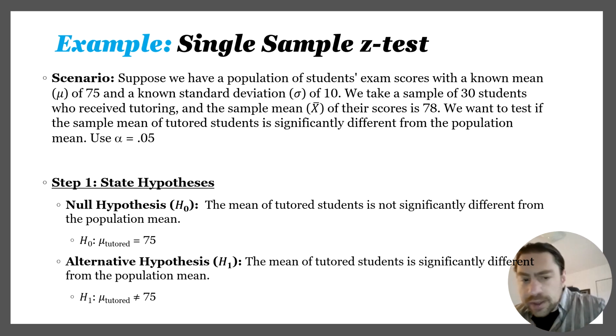And now the alternative, H subscript 1: the mean of tutored students is significantly different from the population mean. Mu of tutored is not equal to 75. We are not specifying the direction of the difference because we are running a two-tailed test.